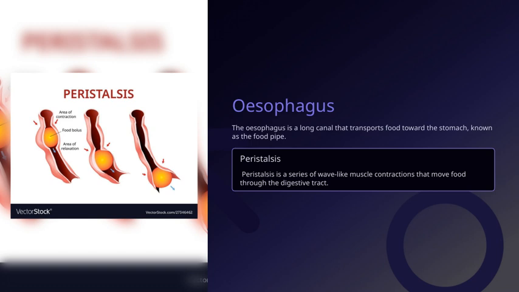Peristalsis is fascinating because it's not just about moving food. It's a coordinated, rhythmic process that keeps the entire digestive system functioning properly. Connecting this to our overall theme, understanding how the esophagus and peristalsis work together helps us appreciate the complex, yet seamless, process of digestion that occurs every day without us even noticing.